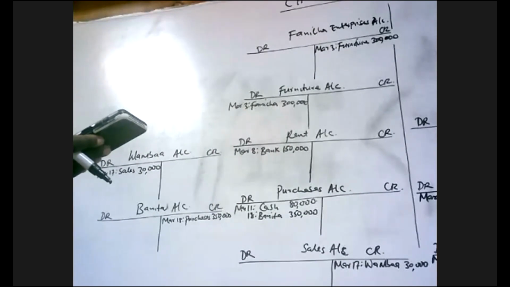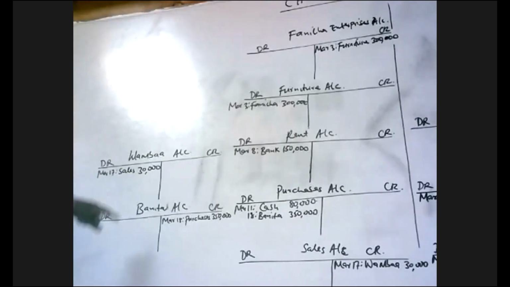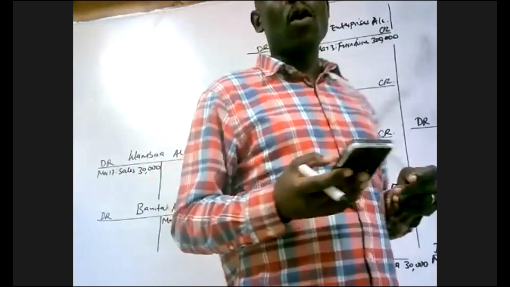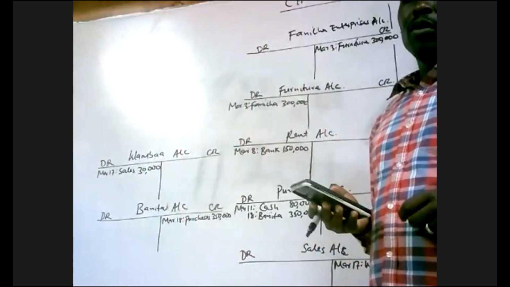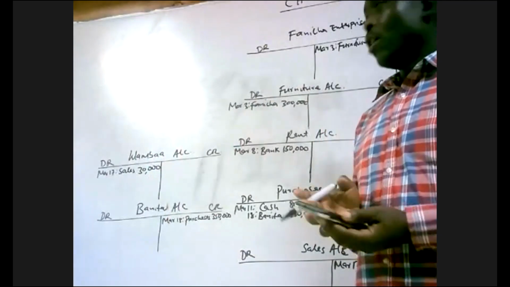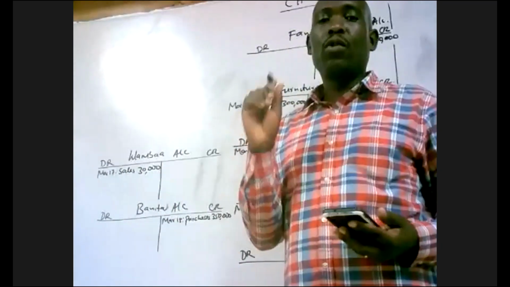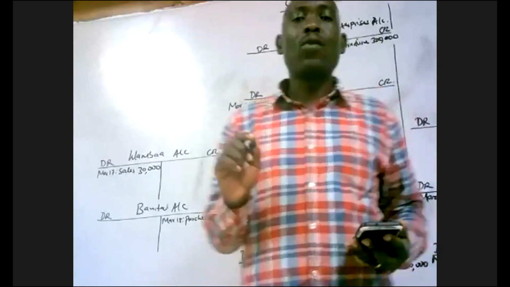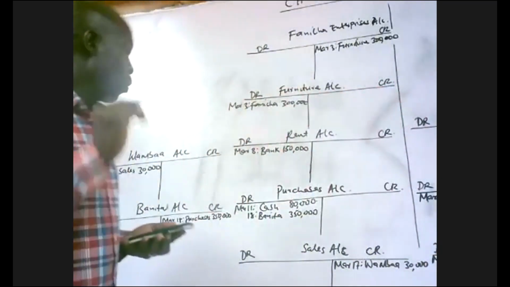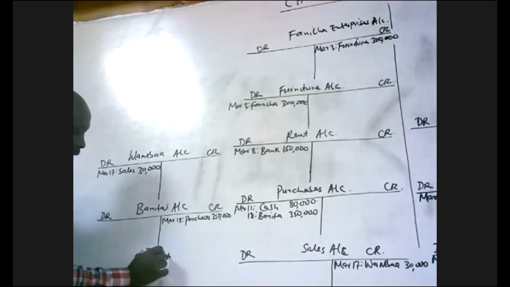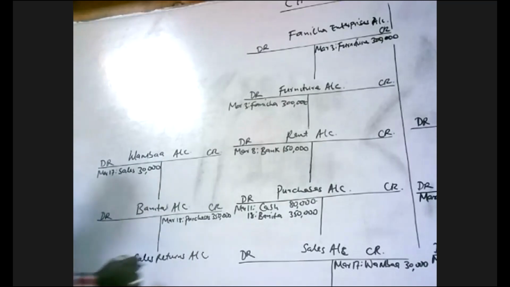On the 22nd, goods worth 5,000 were returned by Wamba. Remember Wamba? We had sold goods to that person, but the person is not comfortable with the goods that we have sold to him worth 5,000. So the person returns the goods back to the business. So goods that were sold under sales, but now have been returned back, are known as sales returns. So we need to proceed and open an account called sales returns account.